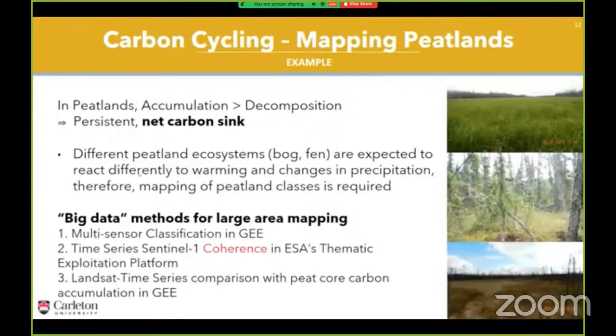We don't have a good map of that for Canada. But then we also need to look at the carbon relationships in these different sites. So I'm going to talk about a couple different areas where we can use big data, Google Earth Engine, and other examples to do that.